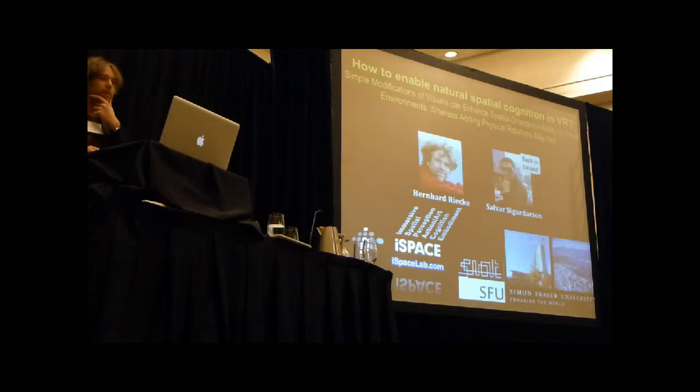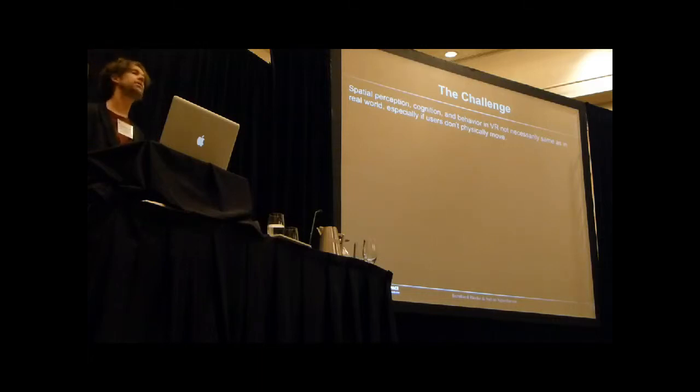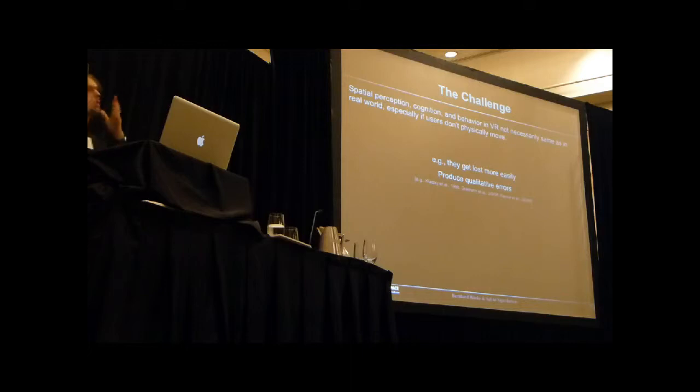So this relates to one of the big challenges we have in using virtual reality and doing research, and that's basically that our spatial perception, cognition, and behavior in virtual reality is not necessarily the same as in the real world, especially if users don't physically move. For example, people get lost a lot more easily, and we observe strange qualitative errors. They're not just a little bit off, they're systematically and consistently off by a huge amount, and I'll show more about this later.